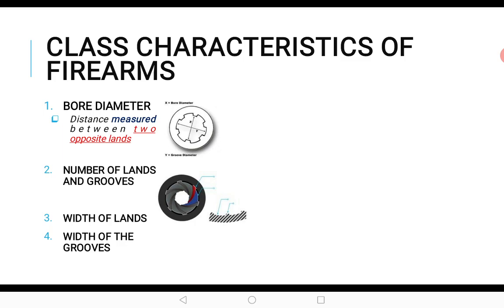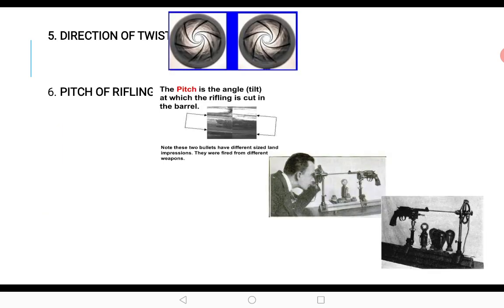The width of the land is measured as the shortest distance between the two edges of a groove. Then the direction of twist. It could be twisted to the right or to the left. The rifling inside the gun could be twisted to the right or to the left as the bullet passes through the bore. The purpose of this is to ensure gyroscopic stability while the bullet is in flight. Again, the twist is determined by setting the bullet on a flat surface and observing the direction of the twist.